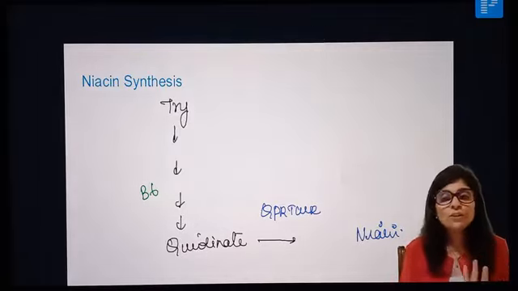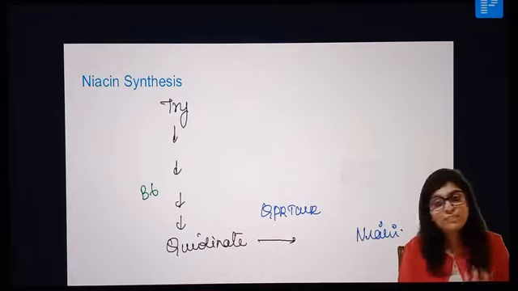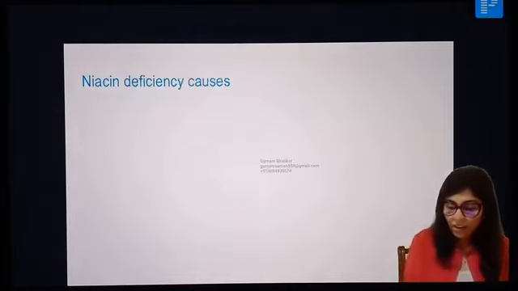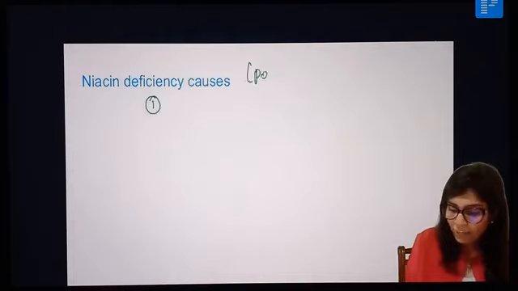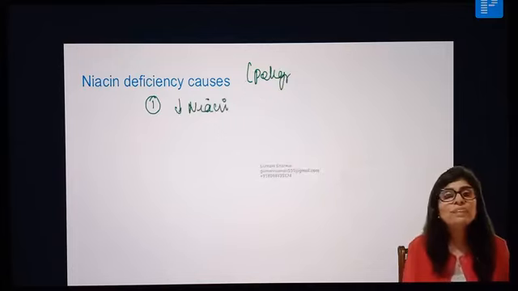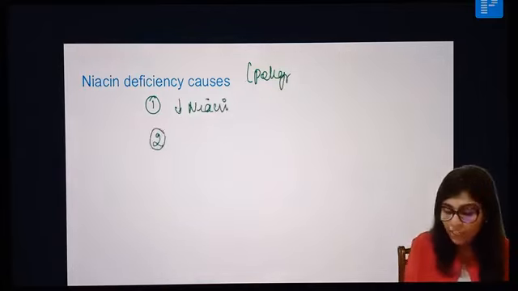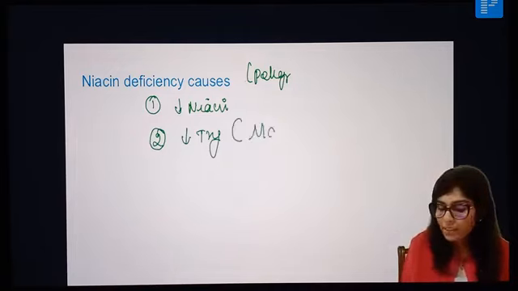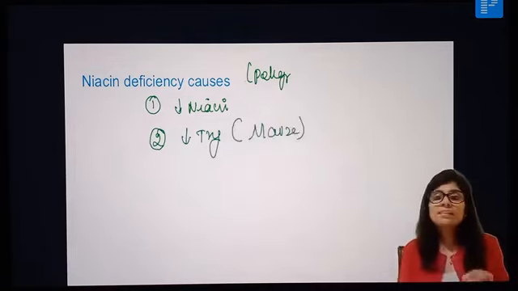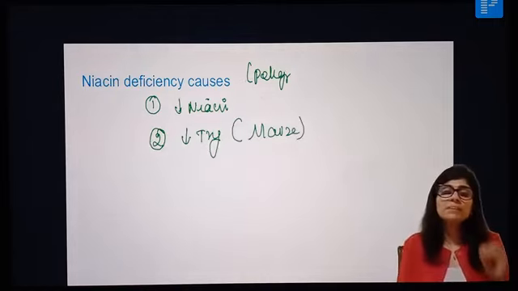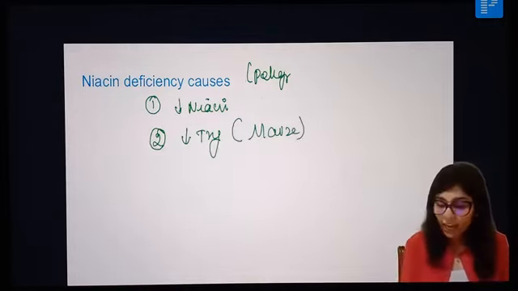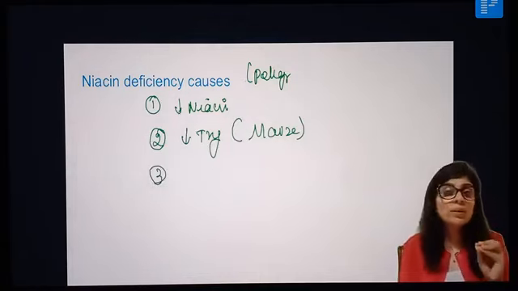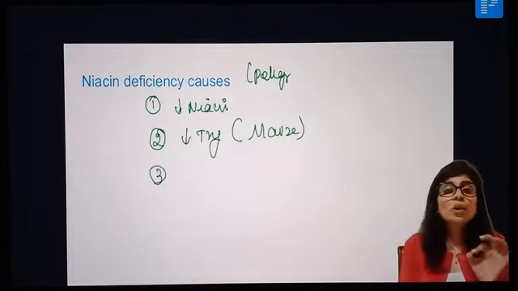Now, what are the causes of pellagra? What are the causes of niacin deficiency? Let's learn that, okay? The first cause would be dietary deficiency of niacin. Logical, right? It can also be because of dietary deficiency of tryptophan. When will there be tryptophan deficiency in the diet? Maize-based diet, right? Maize is very low in tryptophan, so anybody who's on a maize-based diet will end up getting pellagra.